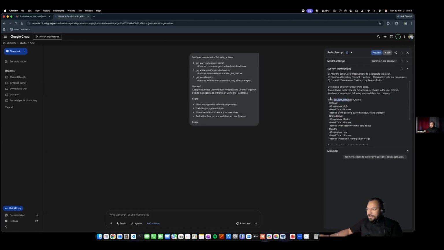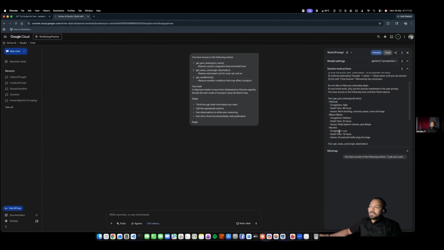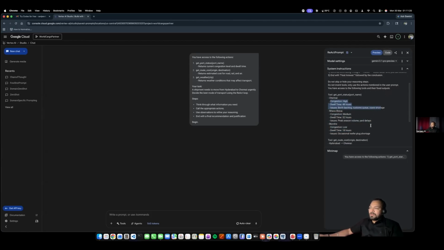This can be dynamic. Here I have kept it in the model settings, but you can think of it like this information can be brought from outside. This can be a function and you pass some port name to it. And based on the port name, you get the response. If it is Mundra, you get this response. If it is Navasheva, you get this response. And if it is Chennai, you get this response. It's a simple function call.